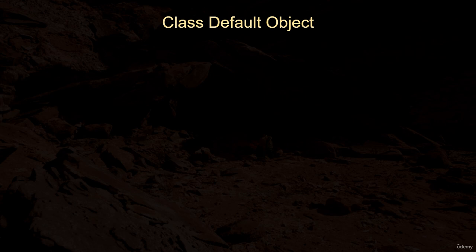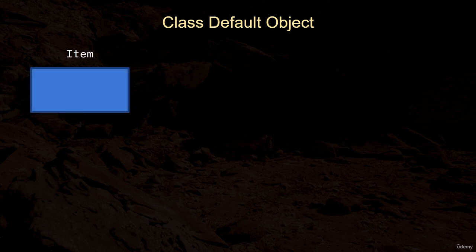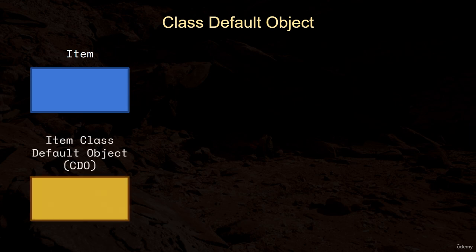Welcome back. We'd like to create some components for our actor in C++, but it's important to understand a few concepts first. When we create a class in Unreal Engine, such as our item class, which is derived from the actor class, Unreal Engine creates a class default object, or CDO, based on that class. The class default object is a master copy of the object, contained in Unreal Engine's reflection system. It's created when the engine starts up. Compiling our code essentially kicks off the generation of this as well.